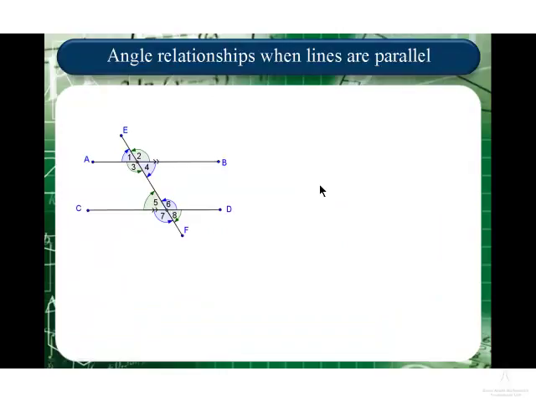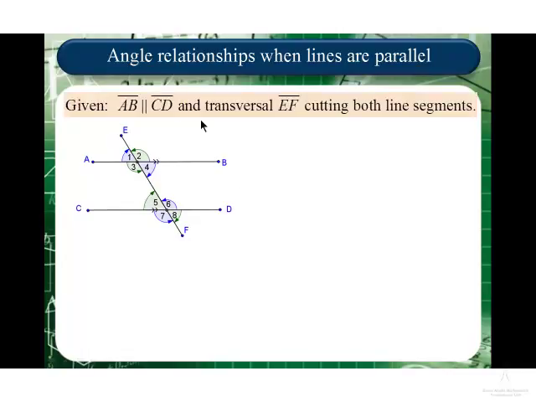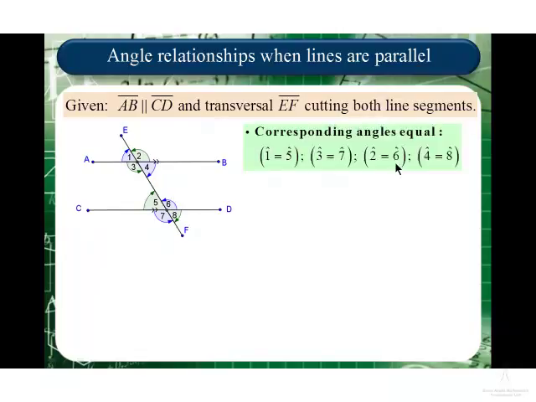Let us again consider the situation where we have two line segments AB and CD with a third line segment EF cutting across as indicated on the screen. Now, whenever the line segments AB and CD are parallel, this is the way to indicate that, and the transversal EF cutting across both the line segments, we can say the following about the angles that we've discussed in the previous slide.